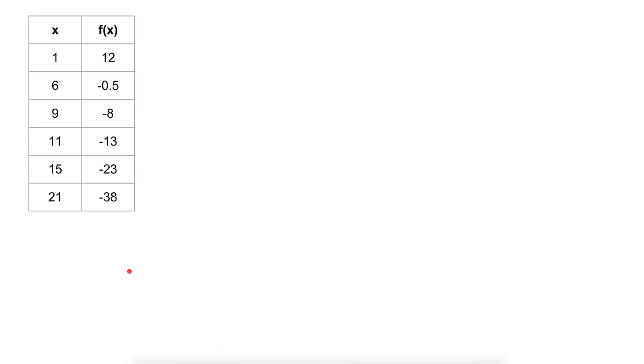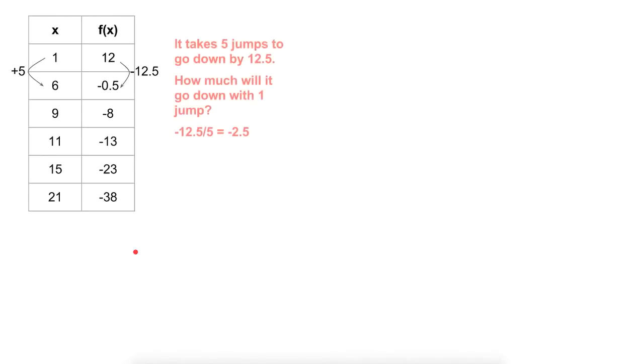Let's look at one more example. So here, we kind of mix things up. We're going up by a whole bunch of stuff. So here, if we go up by 5 in the x's, we're going down by 12.5 in the f of x's. So that means it takes 5 jumps to go down 12.5. So how much will it go down with 1 jump? Well, we have to divide that negative 12.5 into 5 equal jumps, getting us negative 2.5.